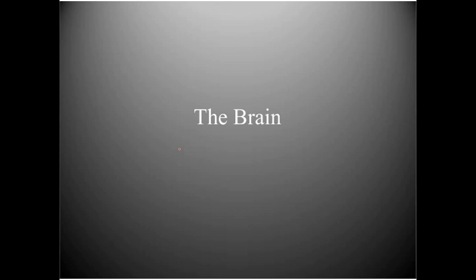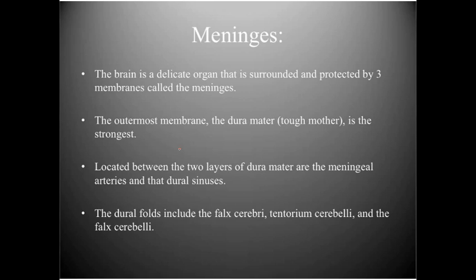Okay, the brain. Before we begin with discussing the internal structure of the brain, we first must begin with the meninges. The brain, we have to understand, is a delicate organ, and it has to be surrounded and protected. And this is accomplished by three membranes called the meninges.